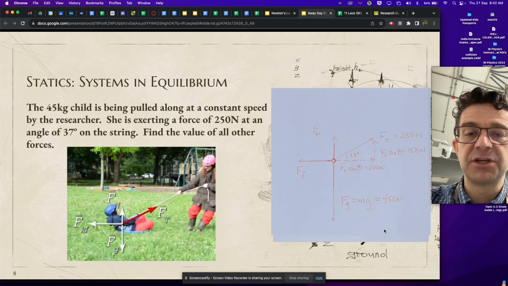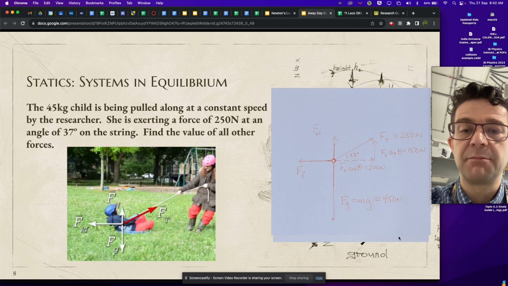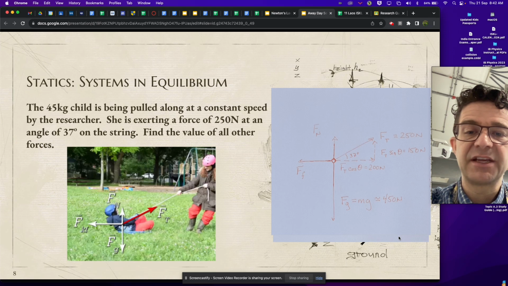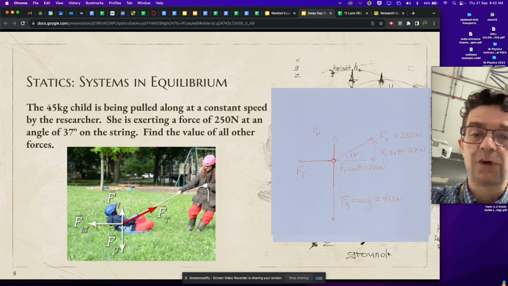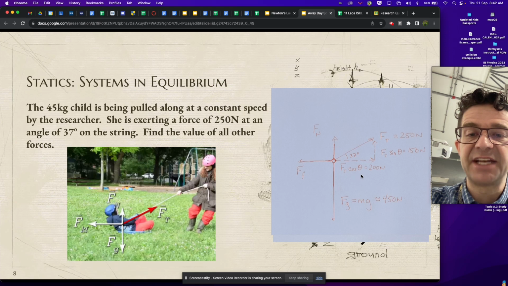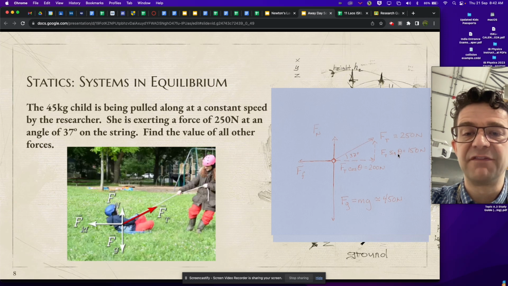Next piece is I want to resolve those vectors into components. I'm going to do that right on the free body diagram just to prevent there being any confusion. I'm going to draw them as dotted lines so that I know that those are components of the 250 Newton force, not other forces. The horizontal component will be the tension times the cosine of 37, and the vertical component will be the tension times the sine of 37.